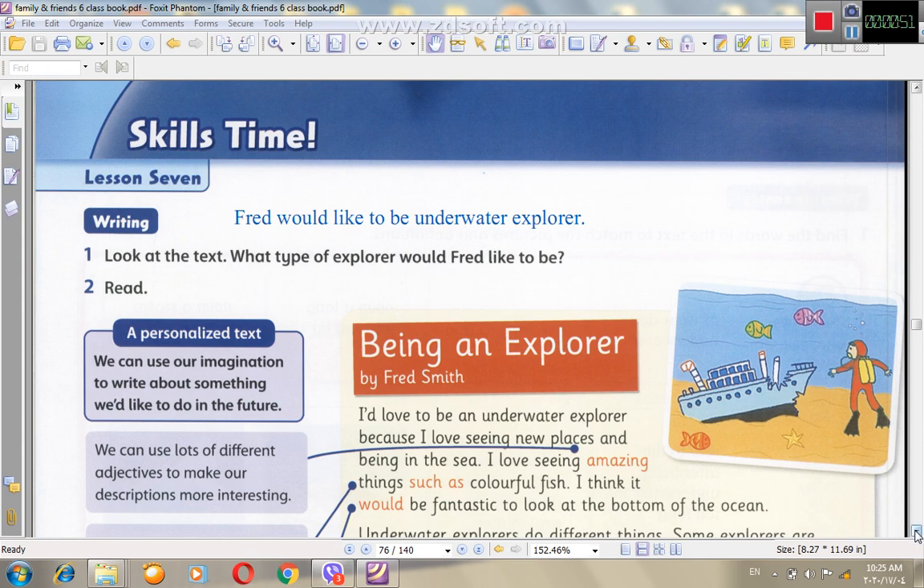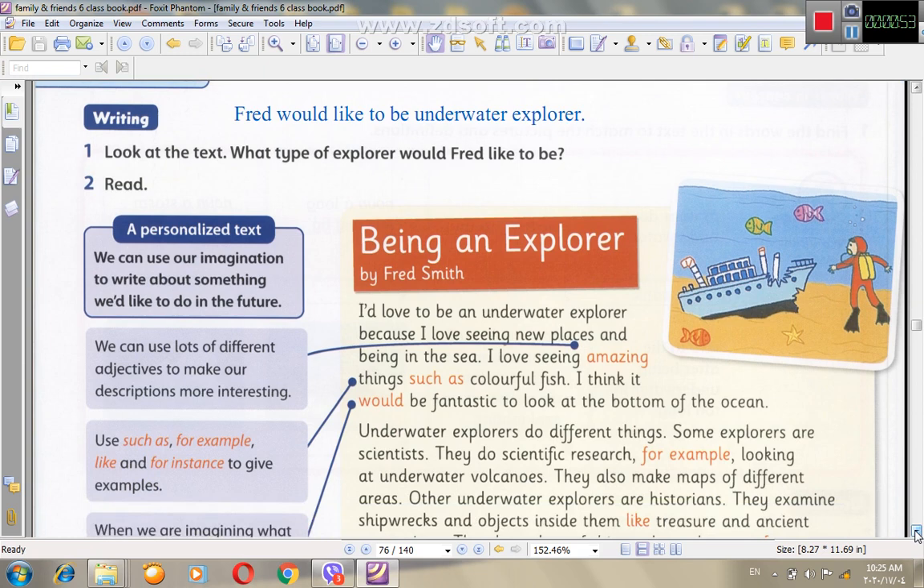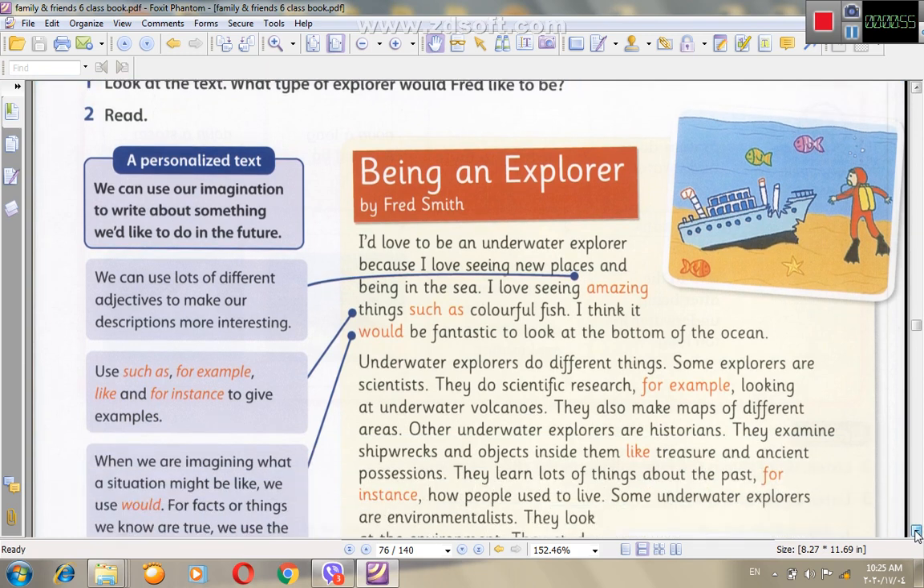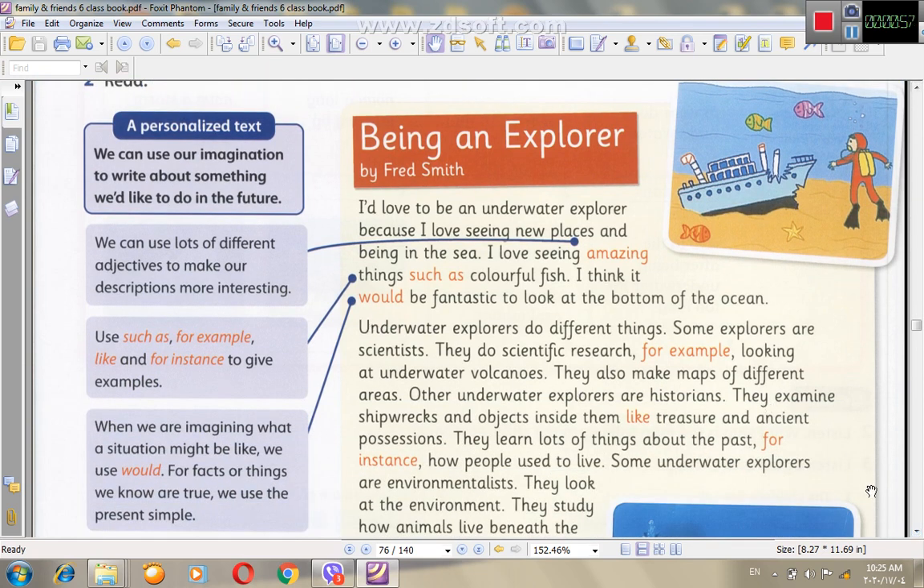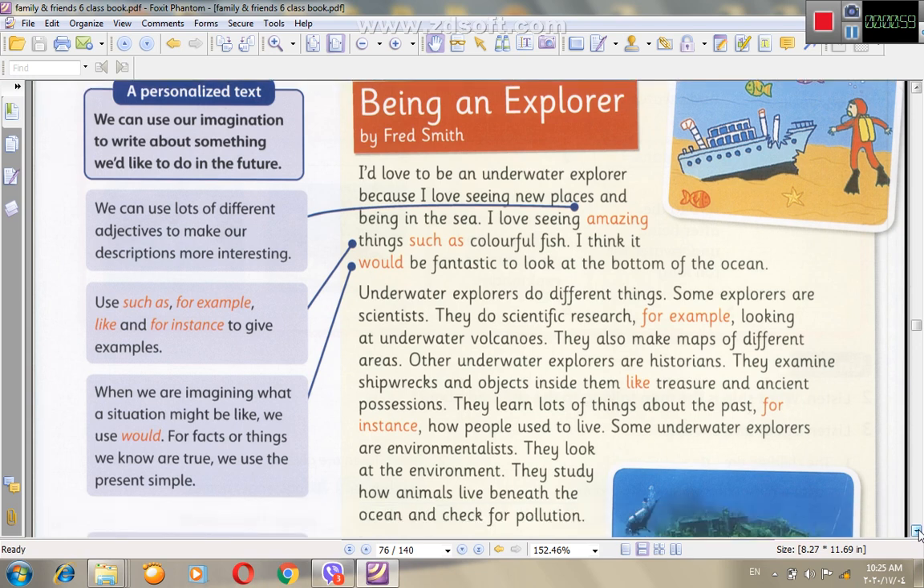Let's read Fred's paragraph, the text. There are some steps to write like Fred's text, but first let's read his text, then we're gonna explain this. Being an Explorer by Fred Smith. First let's read, then I'm gonna explain the steps.